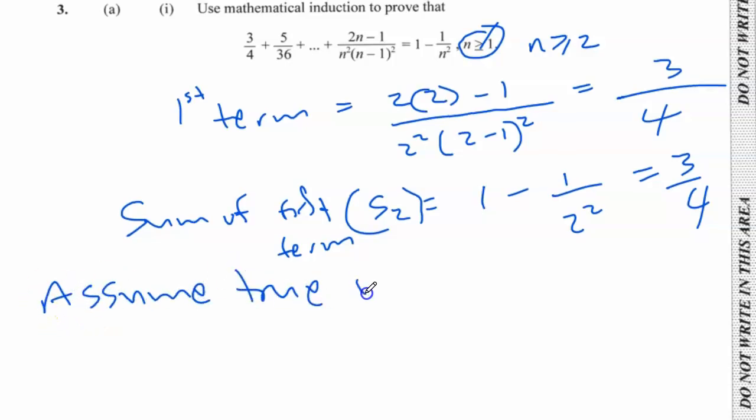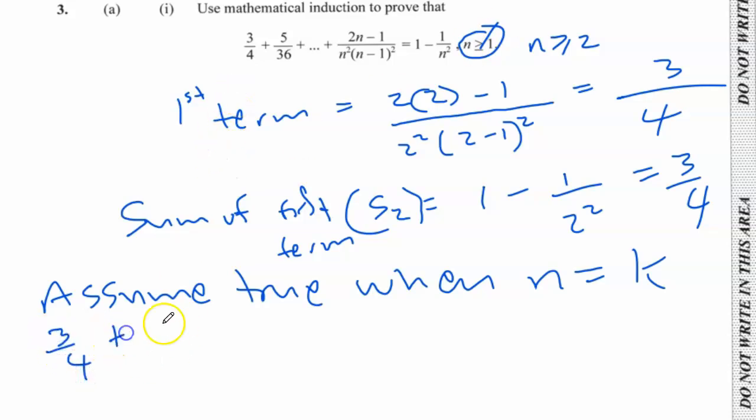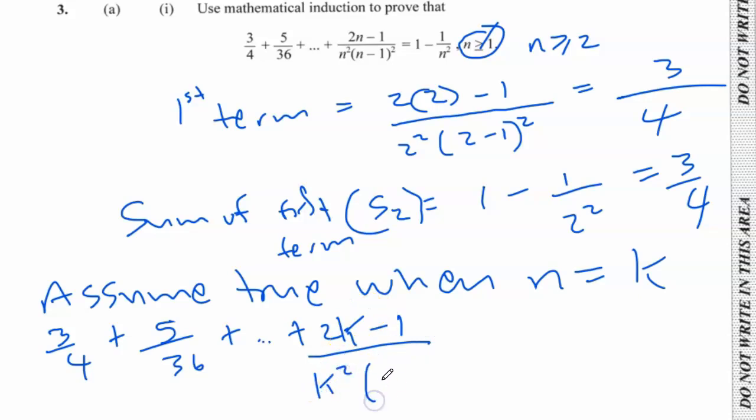Next we're going to assume it is true when n is k. And we simply replace everything there with k. So this will be 3/4 plus 5 over 36 plus that, plus 2k minus 1 over k squared into (k minus 1) all squared. And on the right hand side we sum k terms, so it's 1 minus 1 over k squared.